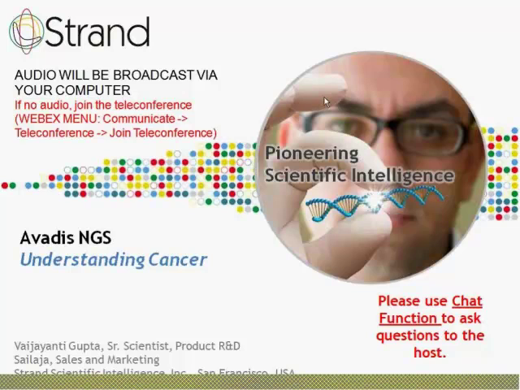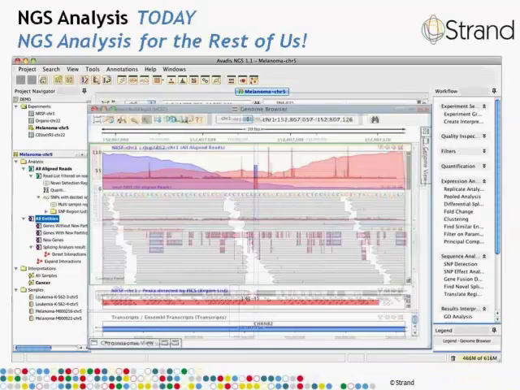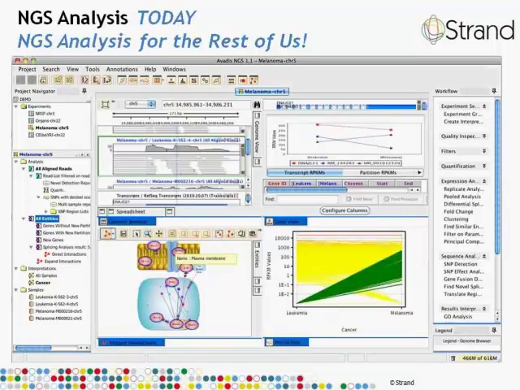Today I would like to talk to you about our new product, Avadis NGS, which is our solution for the analysis of NGS data. Avadis NGS is an application for the analysis of next-gen sequence data for RNA-Seq, DNA variant analysis, and ChIP-seq, which are all provided as separate modules, and all of which are relevant to the understanding of cancer biology. This is specifically designed for and by life science researchers.